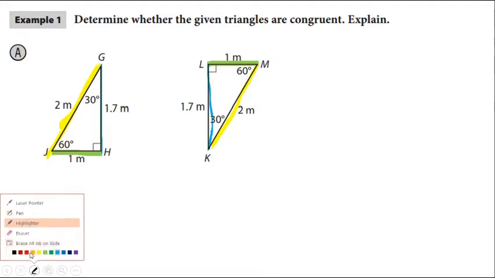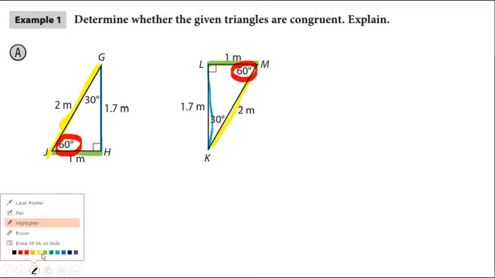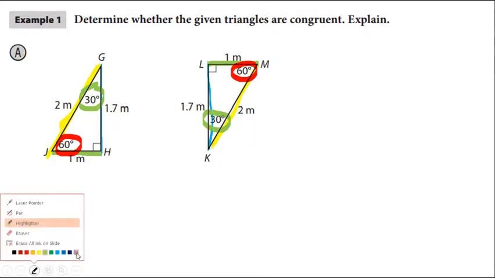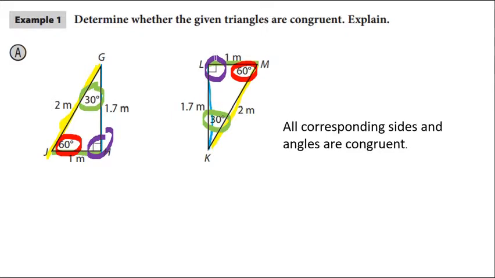And let's look at the angles now. So angle J is 60, which means the angle M is also 60. Angle G is 30. Angle K over here is 30. And that leaves our last angle. Angle H is 90. And then angle L is also 90. So all angles and all sides are corresponding and congruent. So we say all corresponding sides and angles are congruent, which means that the two triangles are congruent. So we have to write our congruency statement. So we say triangle JGH is congruent to triangle MKL.